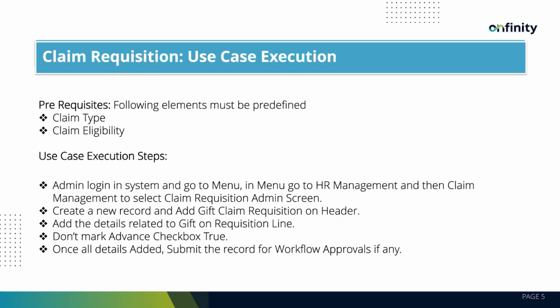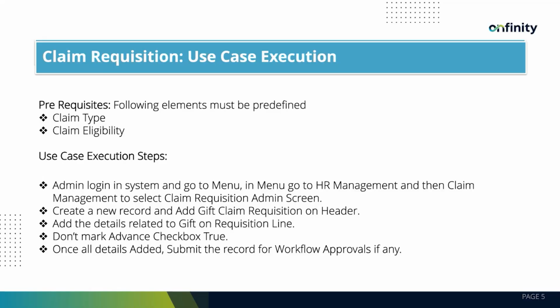Now the execution steps. Admin logs into the system. Navigate to menu, HR Management, Claim Management, and Claim Requisition, which is under Admin screen. On the Claim Requisition admin screen, click Create New Record. In the header section, enter the claim requisition name, for example, Gift Claim Requisition. Proceed to the requisition line section and enter the details of the gift.